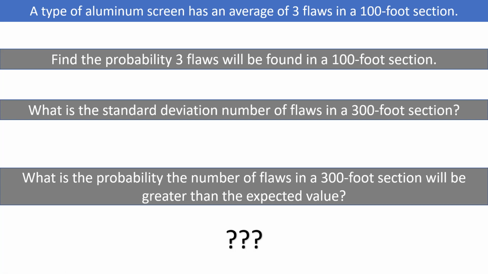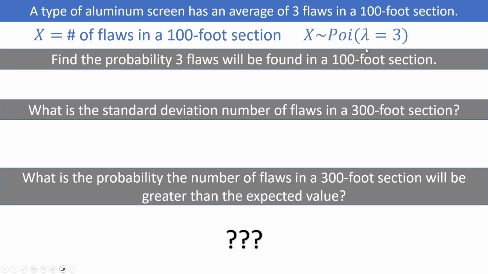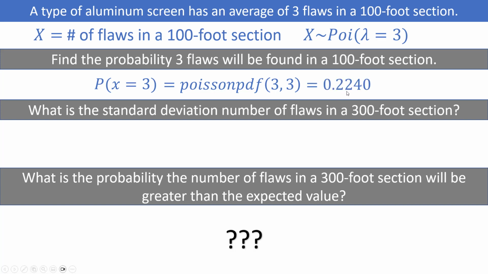Alright, hopefully you've given the problem a try. The first thing you probably should have done is define our variable x as the number of flaws in a 100-foot section. We know that x is going to follow a Poisson distribution with a lambda value of 3. We are asked for the probability that we have 3 flaws in a 100-foot section. Since we're asked for an equal to probability, we can use the Poisson PDF function with lambda equals 3 and x equals 3 as well. If you plug this into your calculator, you should get about 0.2240. The probability that we have 3 flaws in a 100-foot section is about 22.4%.